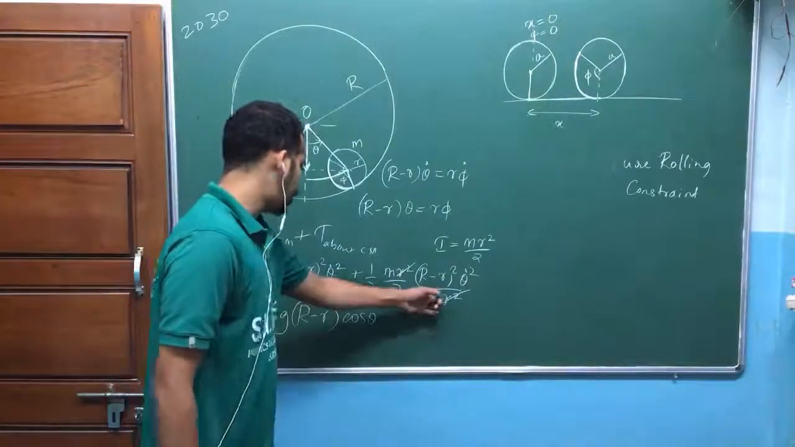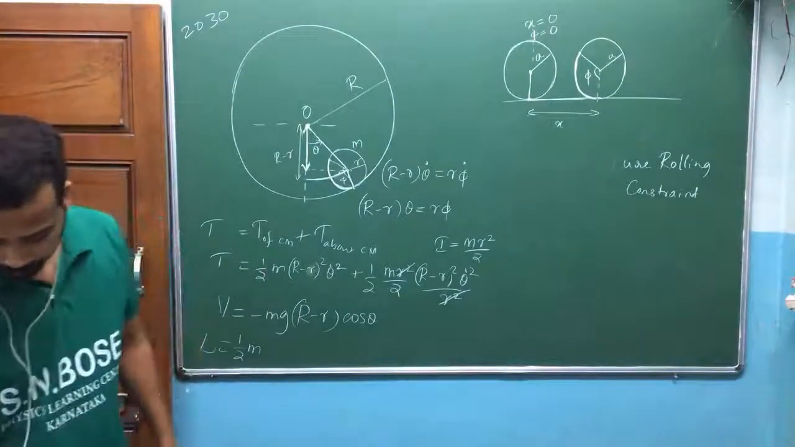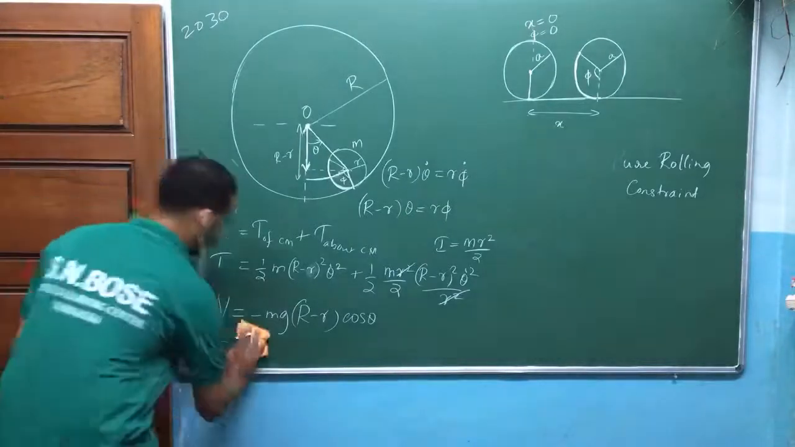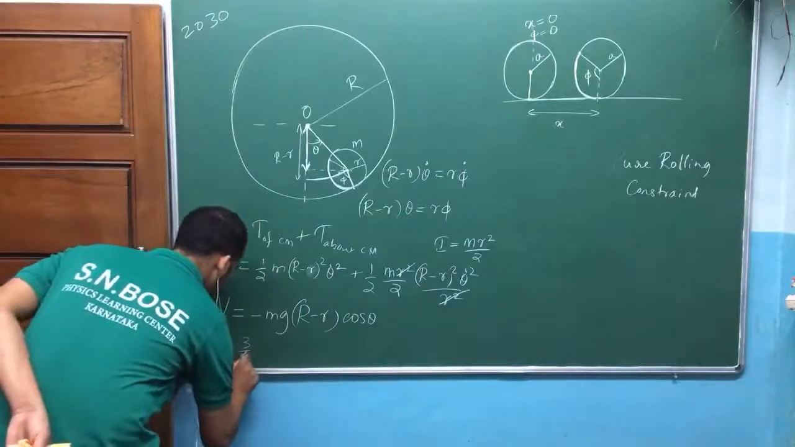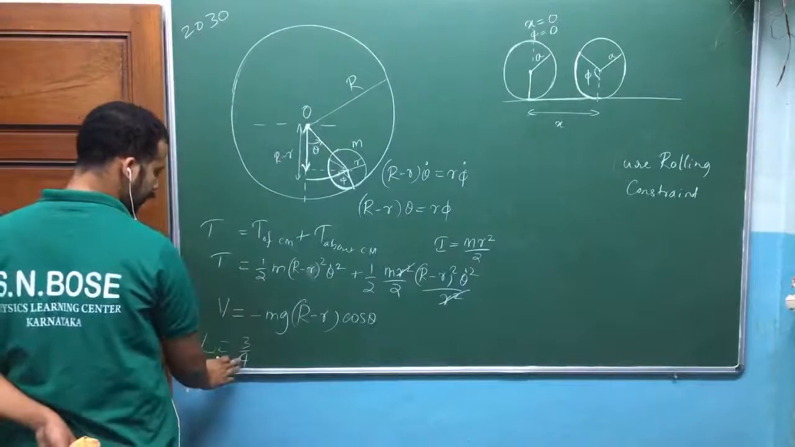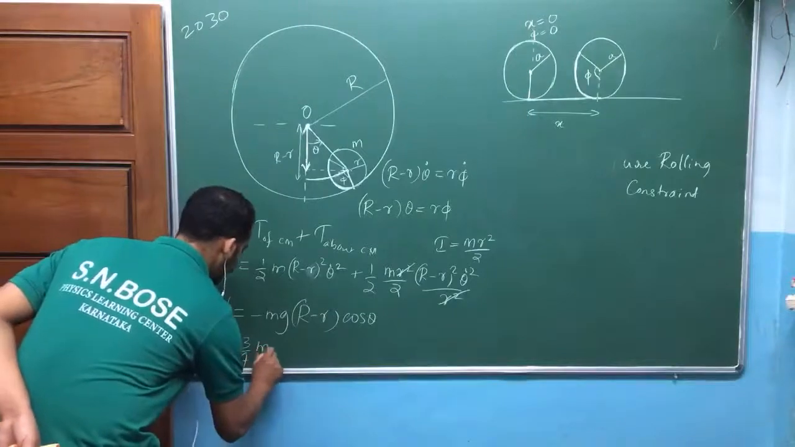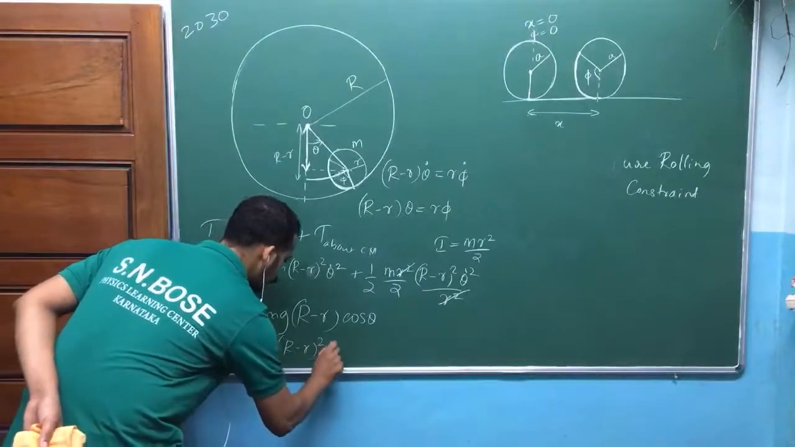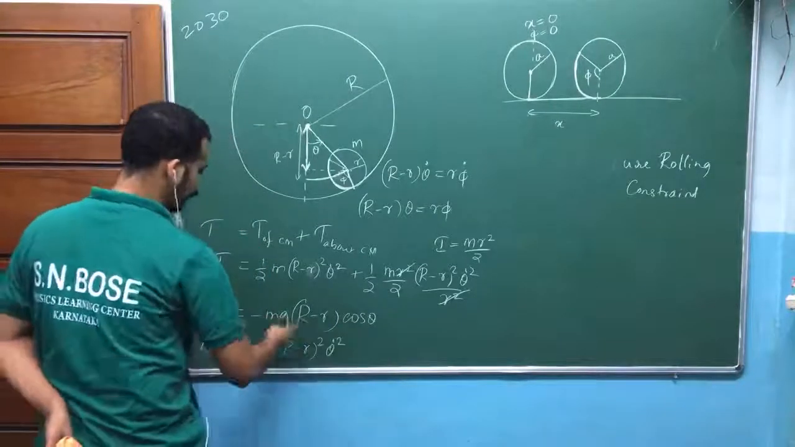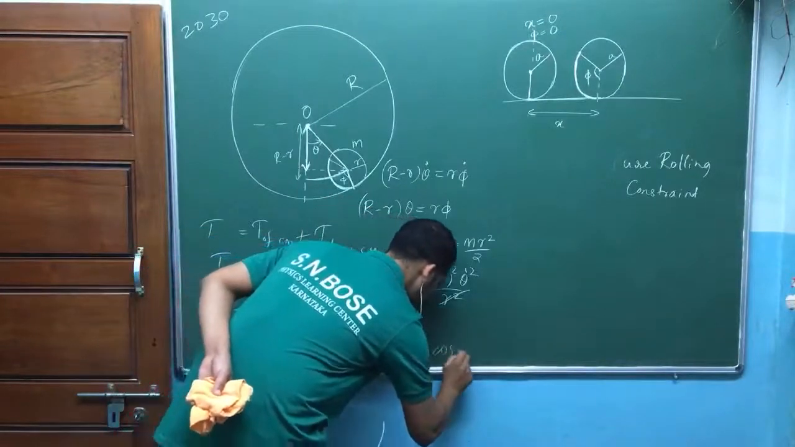I can take something common here. What is 1 by 4 plus 1 by 2? Quickly. 3 by 4. 4 is the LCM, so 2 plus 1 is equal to 3. Now 3 by 4 m (R minus r) whole square theta dot square, that is the kinetic energy part, and L equals T minus V. Minus V means plus m g (R minus r) cos theta.